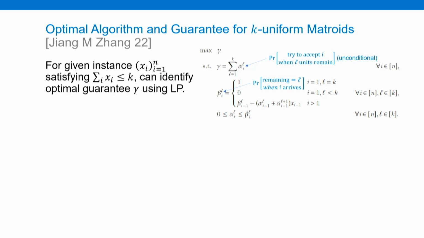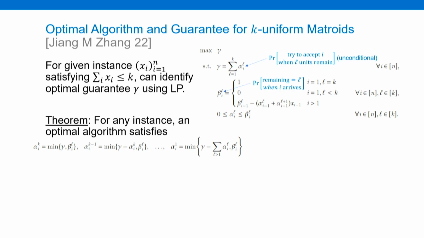And then alpha Li is going to be the probability that you try to accept I when you have L units remaining. You should think about this as an unconditional probability, so that the total probability I try to accept I is going to be equal to gamma. Therefore the probability that I actually accept I is going to be gamma xi, because I only accept them when they actually are active.